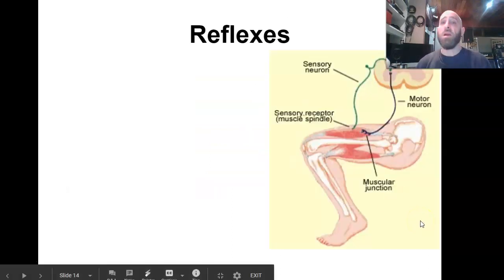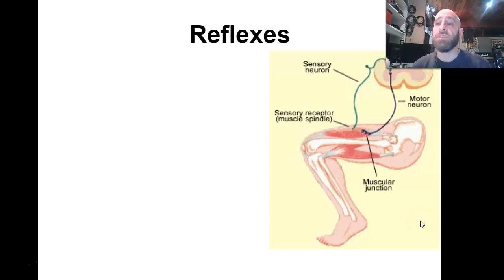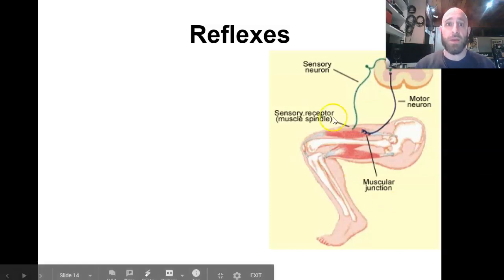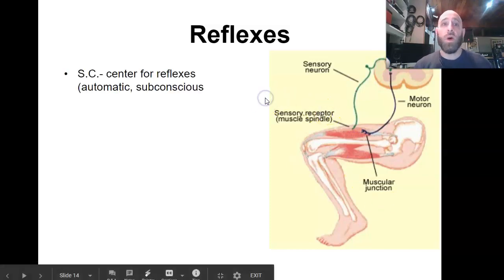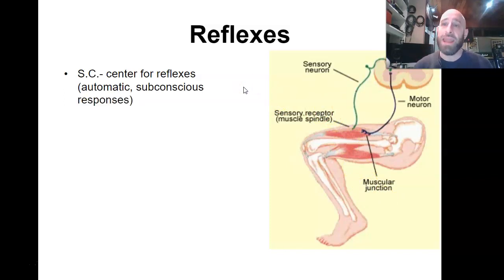We're going to finish up here with reflexes. And reflexes are a really important part of our anatomy because our environment is always changing. One of the things that we have to be able to do is react to it, and not react to it slowly, react to it quickly. And that's where our reflexes come in. So what are reflexes? Well, our spinal cord is our center for our reflexes. These are automatic subconscious responses. What that means is they happen without you thinking about it. They're subconscious, meaning you can't control them, and they respond to the environment.